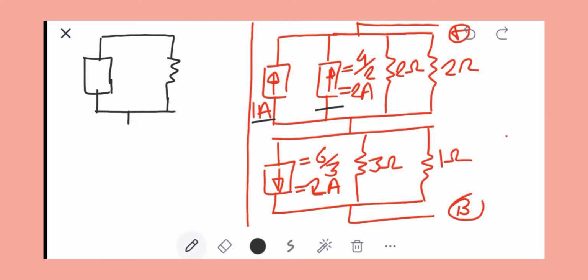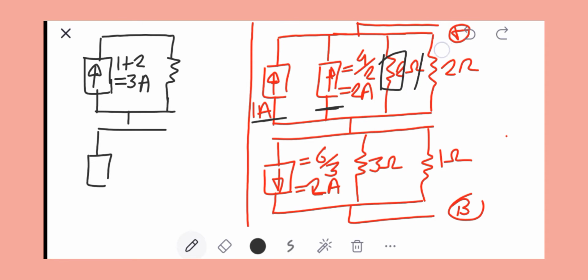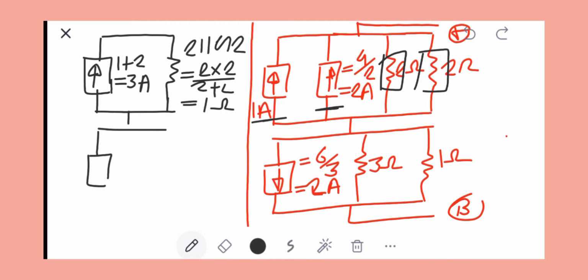Similarly for the second one, this part 1 ampere and the 2 ampere, directions are same, so it can be directly added. 1 plus 2 is equal to 3 ampere, and the impedances are connected in parallel. So 2 parallel to 2, how much? 2 into 2 upon 2 plus 2 is 1 ohm.